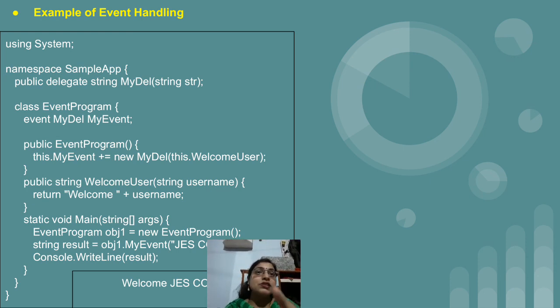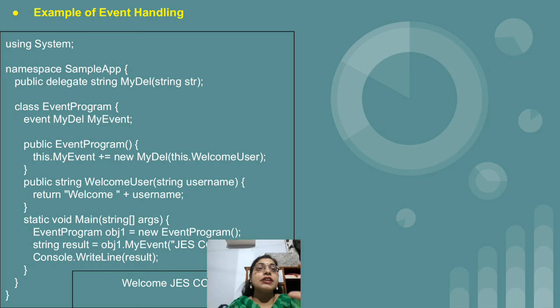For the same, the statement is written as string result equal to, now we want to call the event myEvent. So the object name of the class, that is obj1.myEvent, round brackets, JES College. Within double quotes I have passed the value JES College, and then we have Console.WriteLine. So now the username is sent as JES College, and the WelcomeUser method is returning what? Welcome plus username. So Welcome JES College. This message will get displayed as a result when we call myEvent.